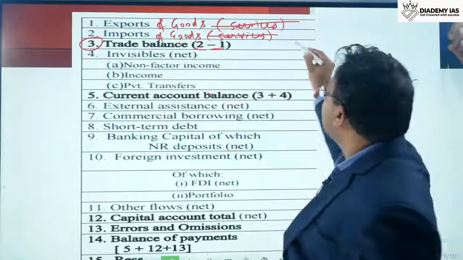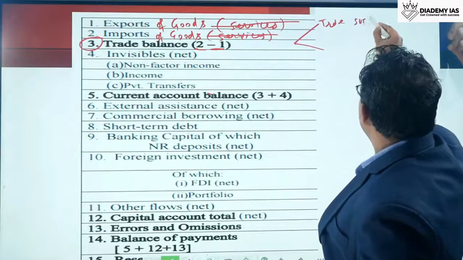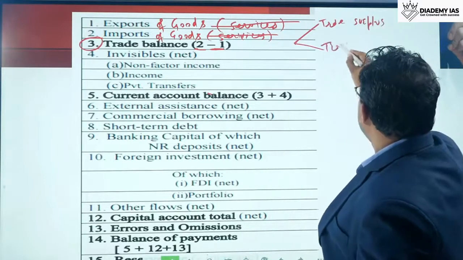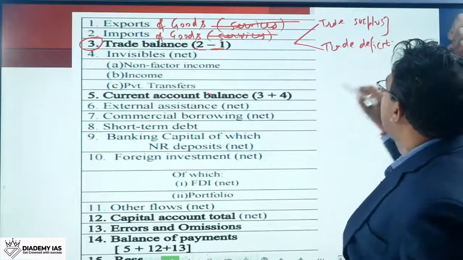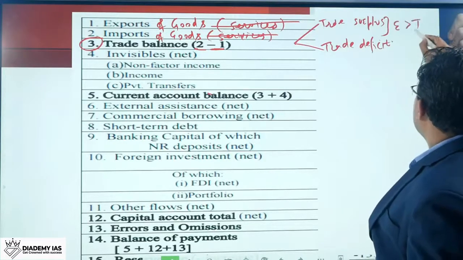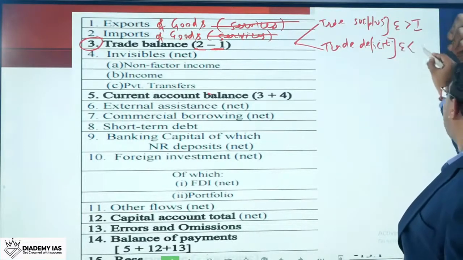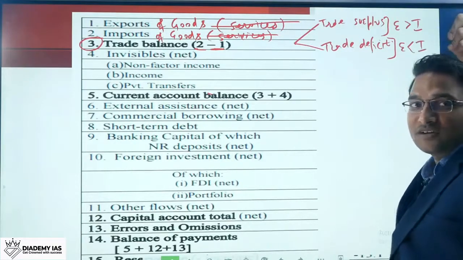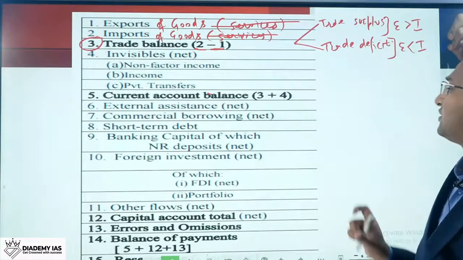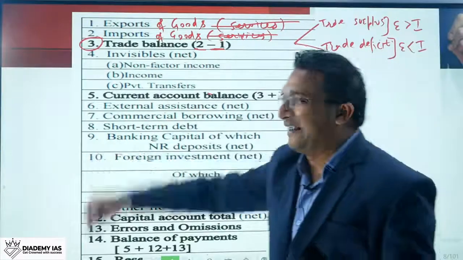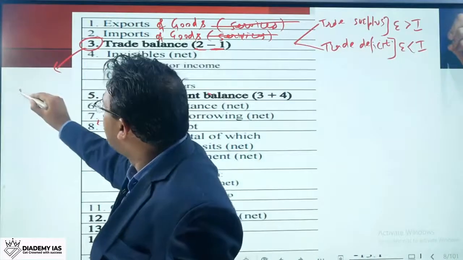Now this trade balance can be of two types. Either it can be trade surplus or it can be trade deficit. In case the export is more than import, then this is trade surplus. Second, in case export is less than import, then this is trade deficit, right? This trade deficit or trade surplus represents trade balance. Friends, there is an alternative name given to this trade balance, which is merchandise balance.